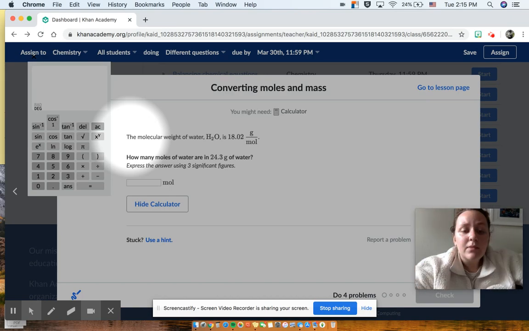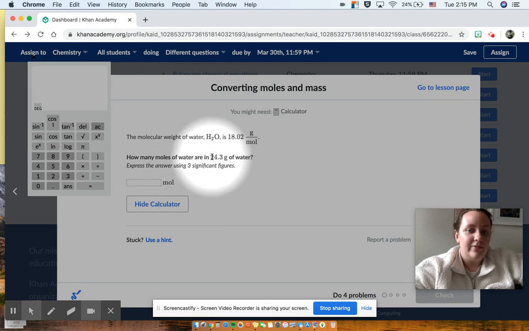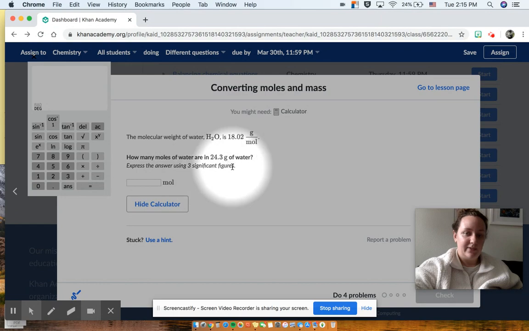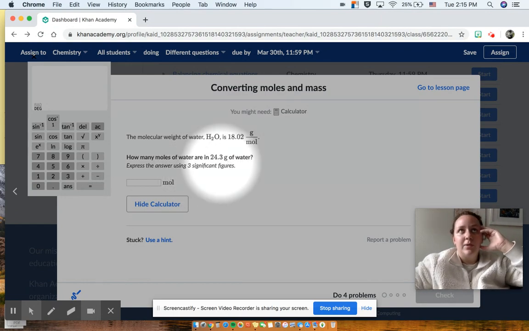Okay, so the question then asks, how many moles of water are in 24.3 grams of water? And express the answer using 3 significant figures. Remember significant figures, those are sig figs. That's what we did as part of the extension for the Intro to Unit 5 self-guided practice problems back when I was in Spain and you guys were working on stuff independently. That was one of the extension pieces.